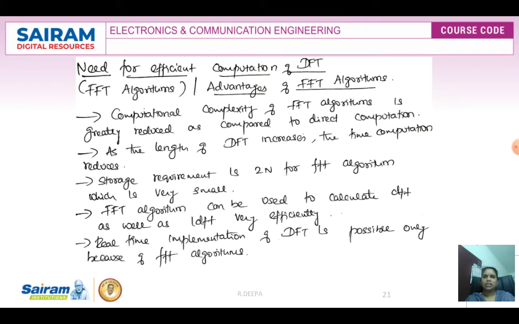So as we have discussed in the last videos, we know that FFT algorithms are found to be easier, and implementation is also very simple. As the length of the DFT increases, the computation time reduces if I am going with the FFT algorithm. Also the storage is very small, which is 2N for the FFT algorithm. This FFT algorithm can be used to calculate DFT as well as IDFT in a very efficient manner, and real-time implementation of DFT is possible only because of these FFT algorithms. So these are the various advantages of going for the FFT algorithm.